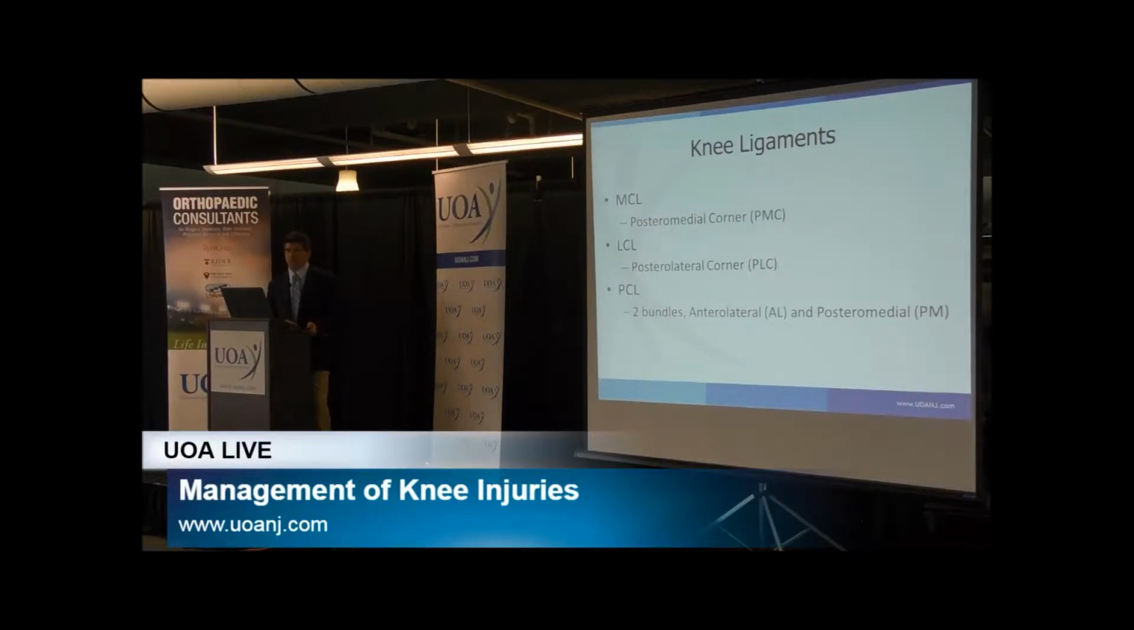The PCL, there are 2 bundles that we talk about, and this becomes important when we reconstruct the PCL. The anterolateral bundle and the posterior medial bundle. One of the mnemonics for that, if you haven't heard it before, PAL for posterior cruciate ligament. PAL, P-A-L, you have an anterolateral bundle and a posterior medial bundle. The ACL would be the opposite, anteromedial and posterolateral.